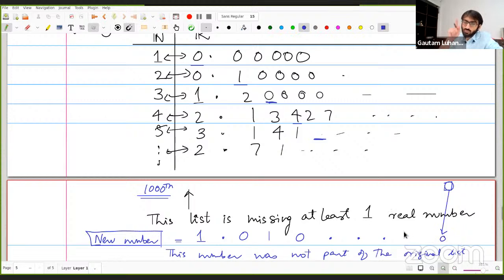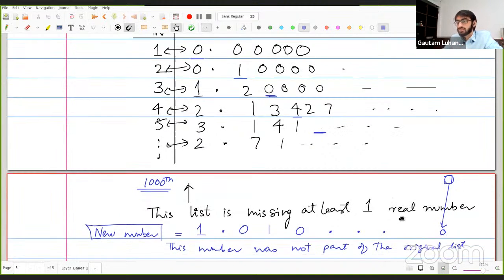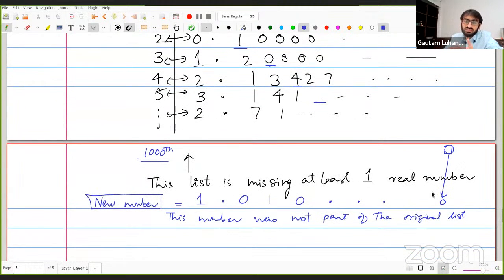That means at least one digit of this new number and the 1000th number has to be different, which means they're not the same number. So this number was not part of the original list, and so the list is missing at least one real number. So we conclude that actually no such list can exist that can be counted in this way.